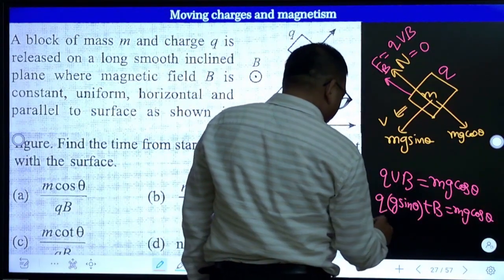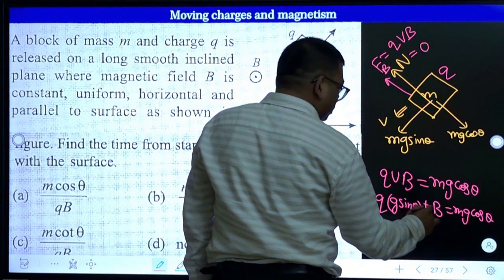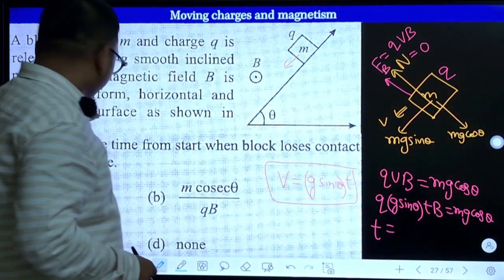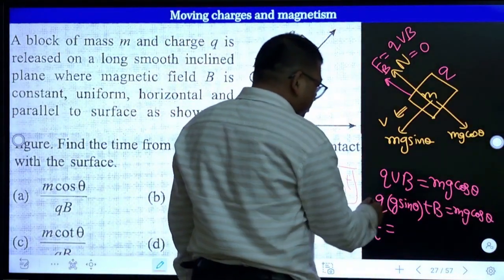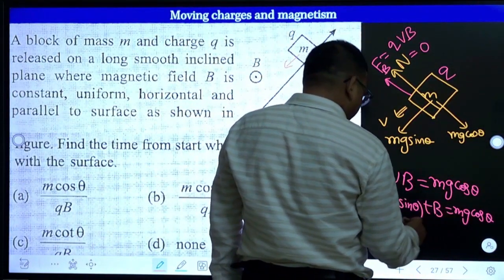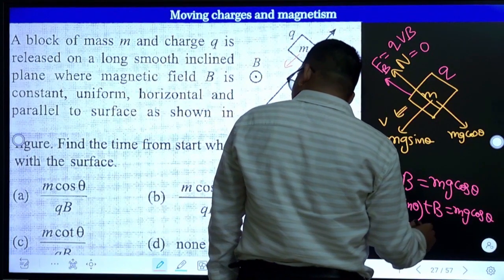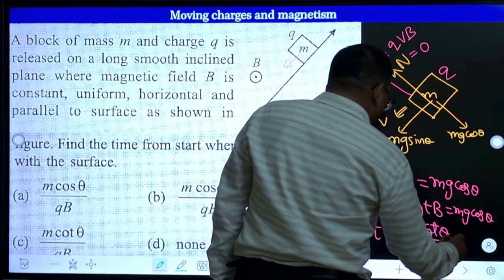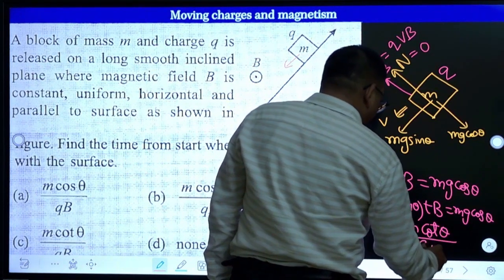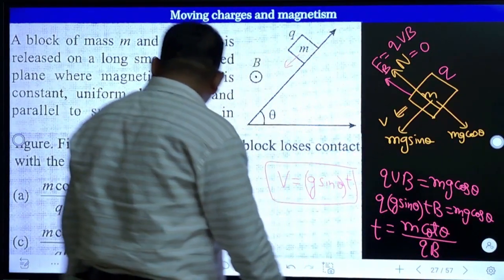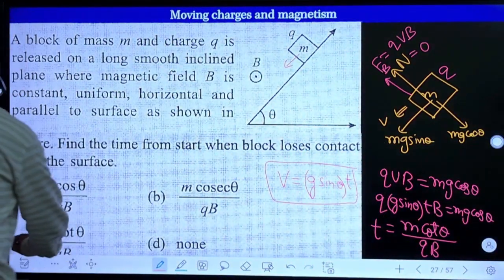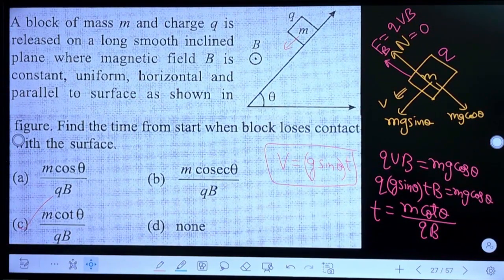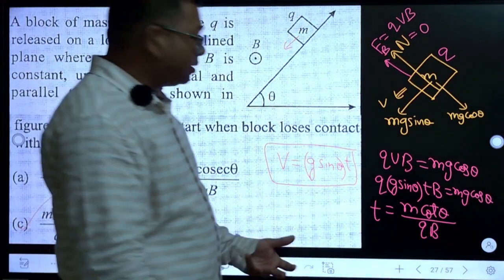So from here, what will be the time? Check out. Time here, of course, cot theta may come. Yes, cot theta is coming. g will get cancelled. So m cot theta, cos by sin, and qB will be there because g got cancelled. So option C is going to be the correct answer, because this is the right answer: m cot theta by qB. Fine. Let us move to the next.